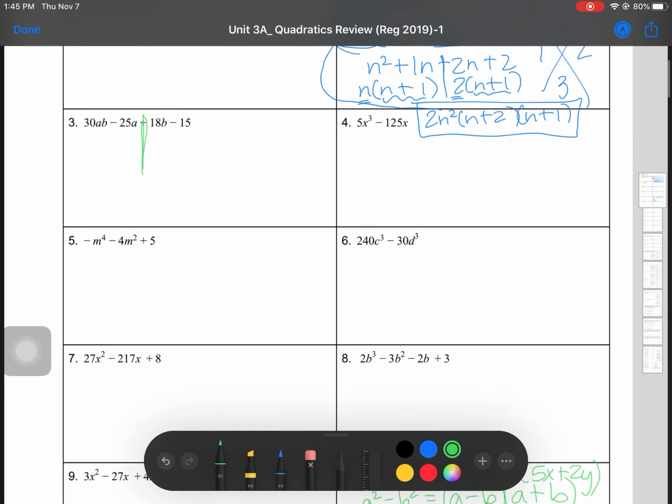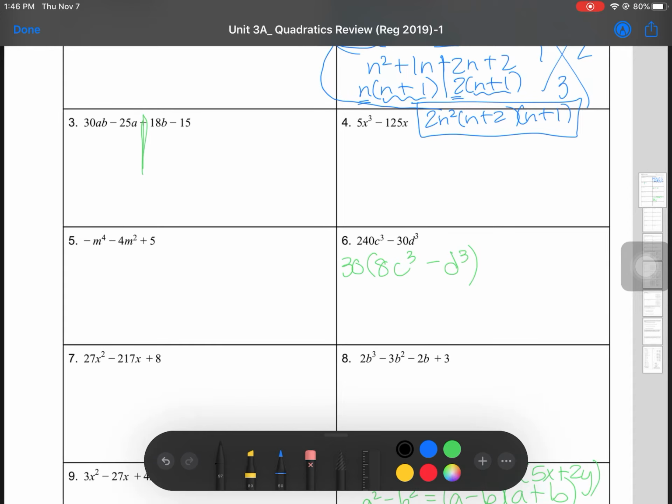On number 4, it's going to follow the same pattern, but you are going to have to factor a GCF out first. Same thing on number 6, but it is a different pattern, so I'll talk about number 6. Okay, on number 6, you can GCF out a 30 from this problem. 240 divided by 30 is 8, so it's 8c cubed minus 1d cubed. And this is not a difference of squares pattern, it is a difference of cubes. So I'm going to write out this pattern.